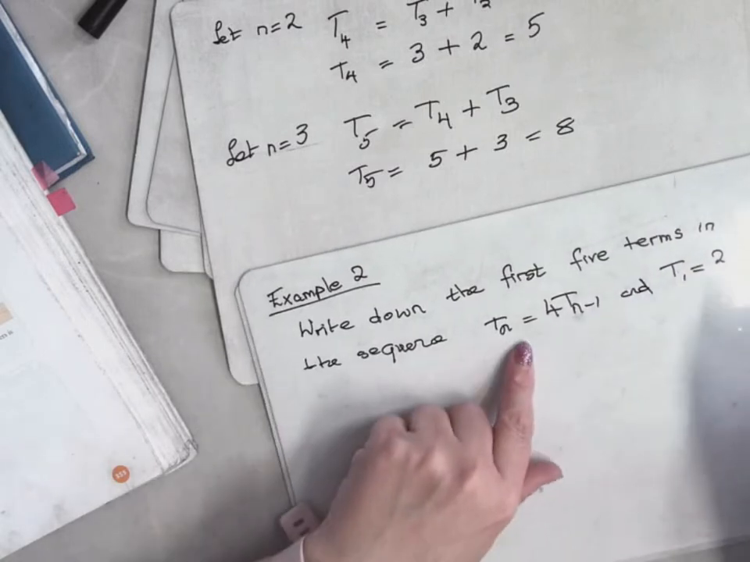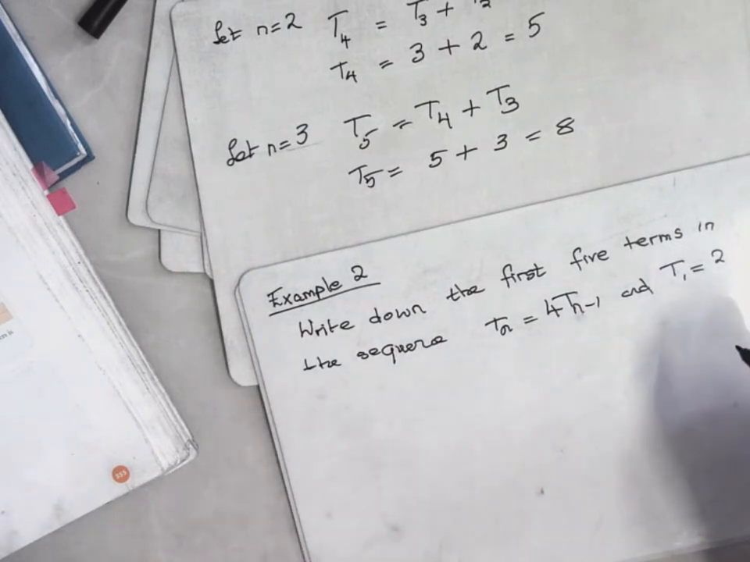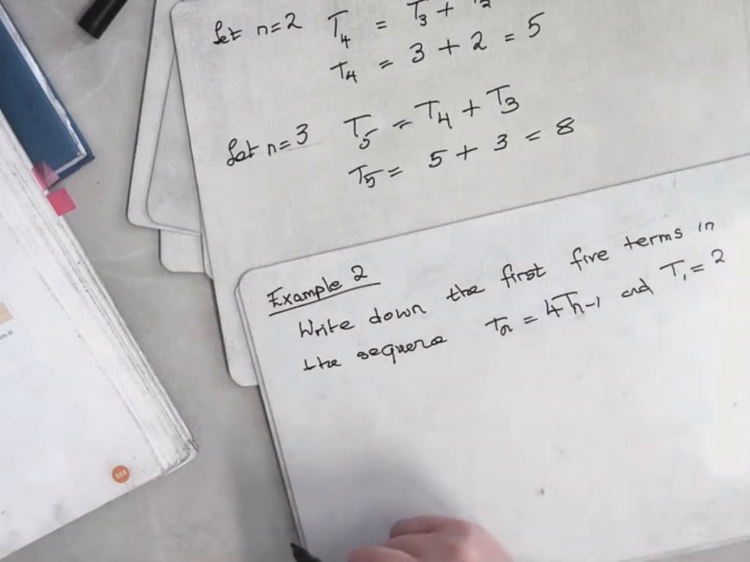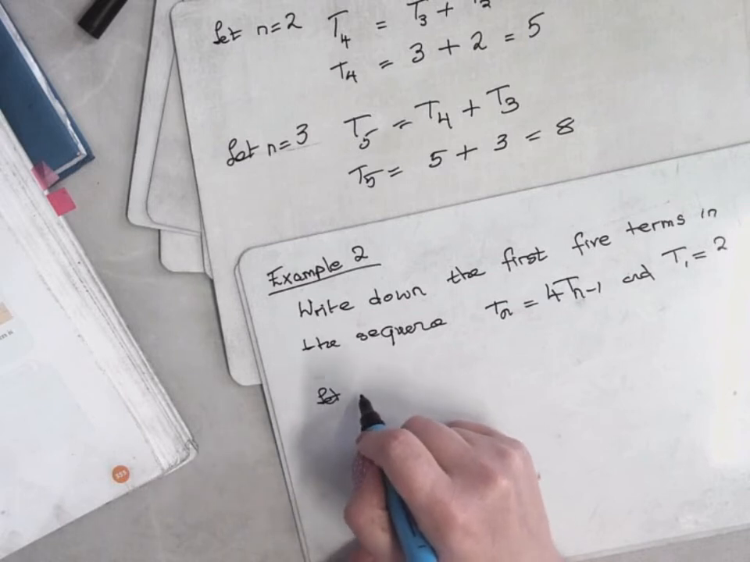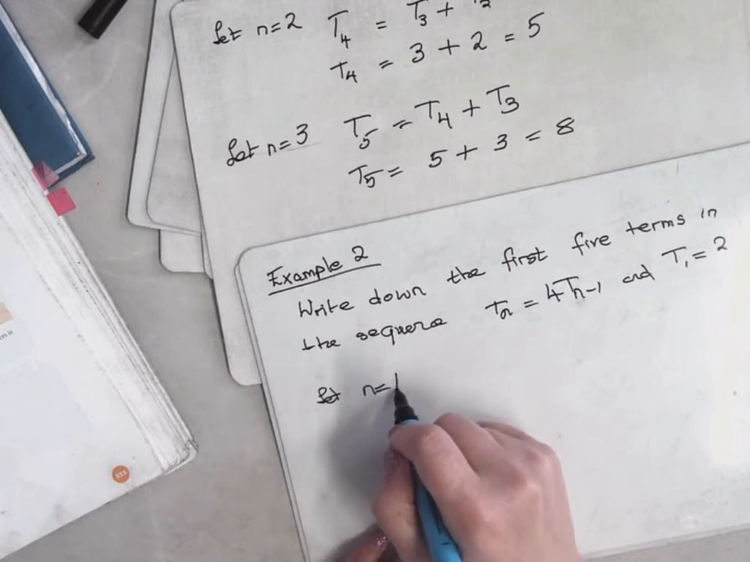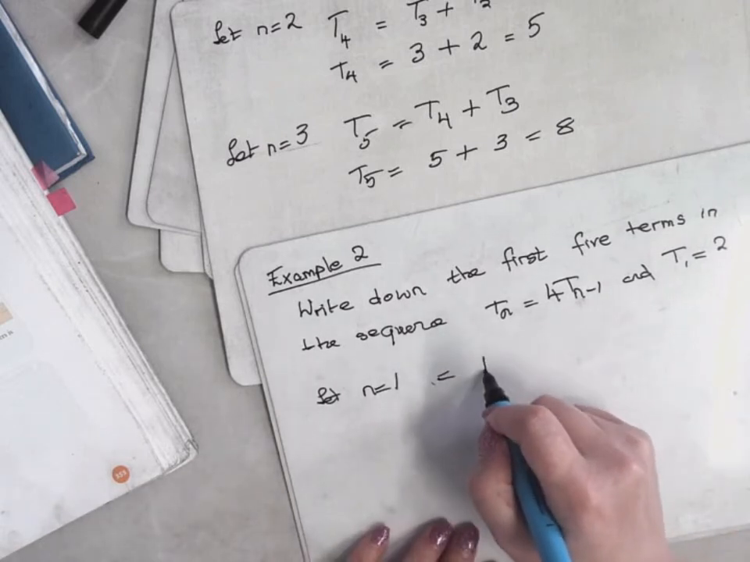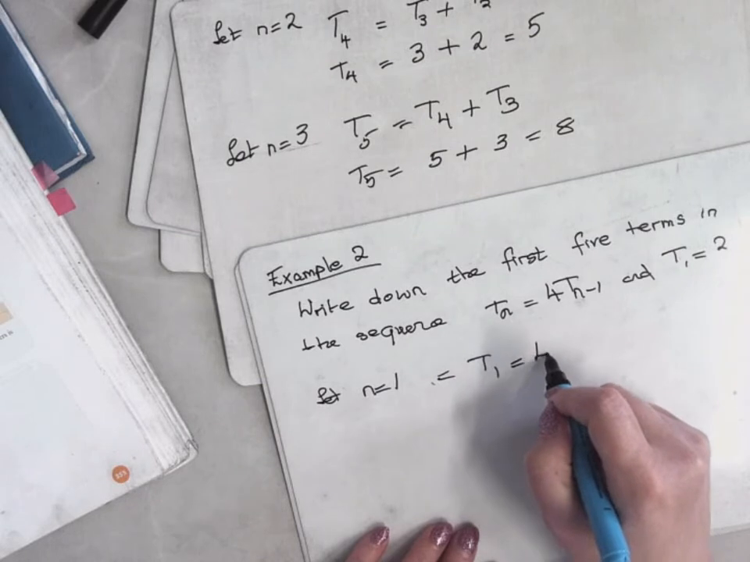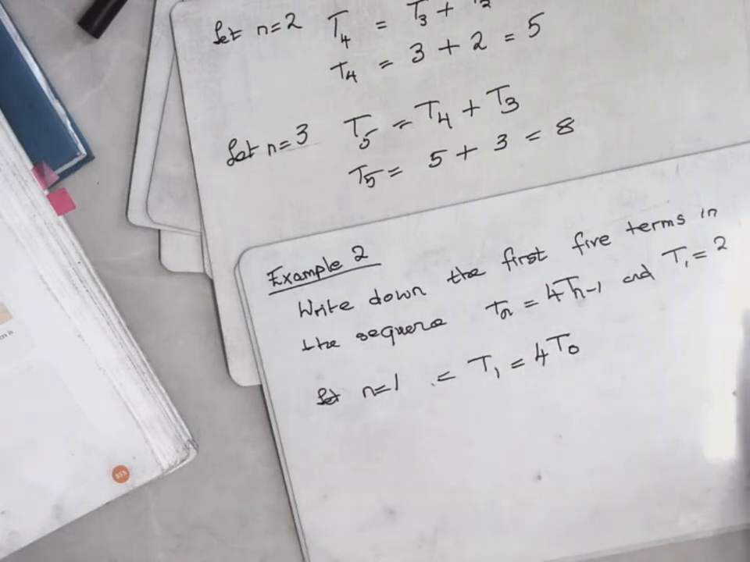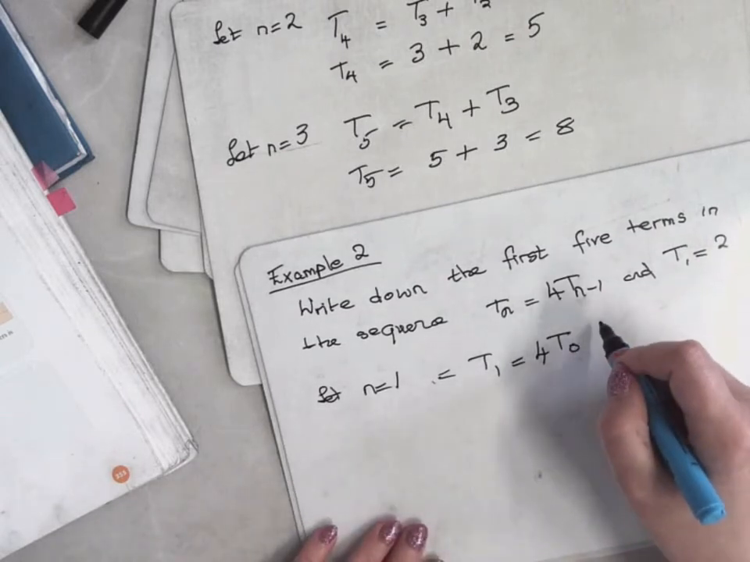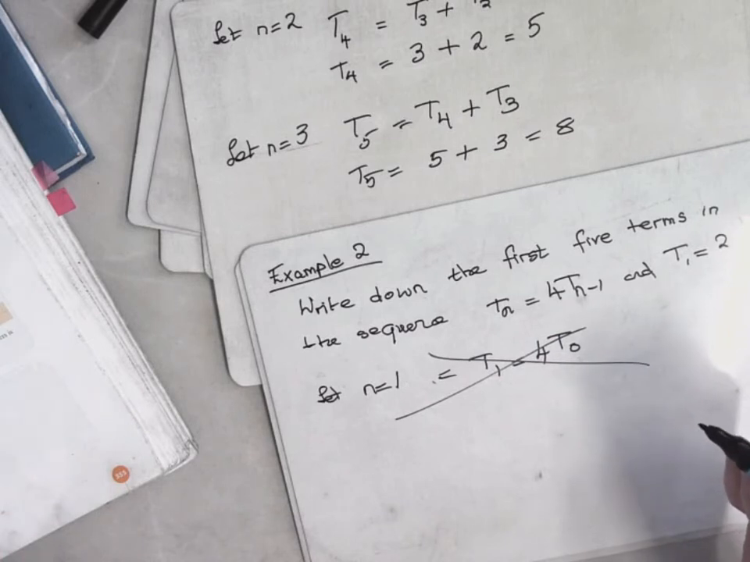So here's the rule, and they're telling you term number 1 is 2. So you know the first term in the sequence is 2, and after that you have to follow the rule. So let n equal 1 and see what happens. You get term number 1 equals 4 times term number 0. There is no such thing as term number 0, so that's not useful, but we didn't know it wasn't useful until we filled it in.